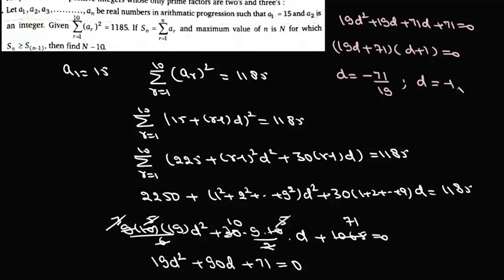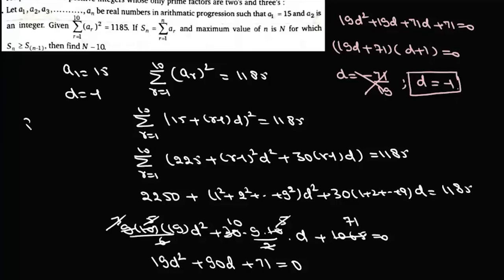Now it says a2 is an integer. So if a2 is an integer, that means we cannot take d as minus 71 by 19. So the only possible value of d here is minus 1. So for this arithmetic progression, a1 is 15 and common difference is minus 1.